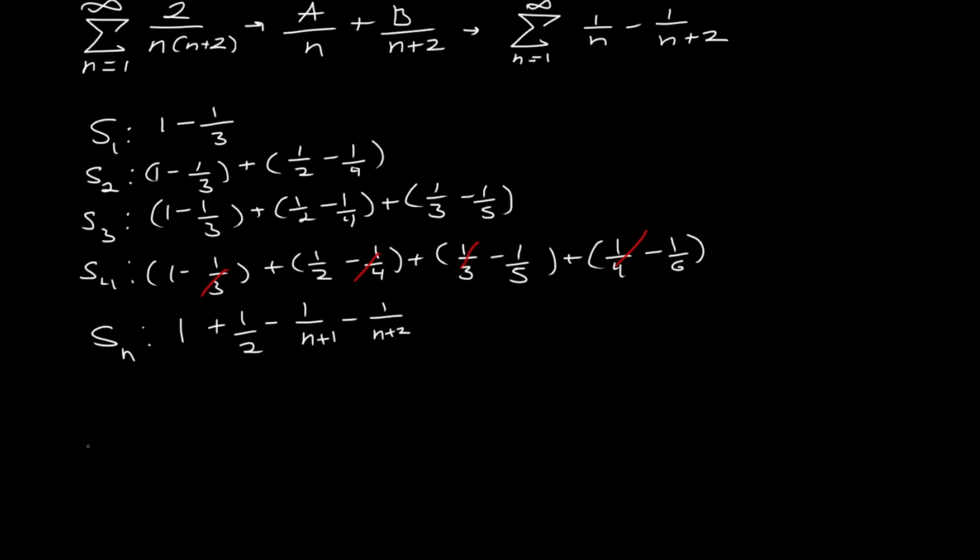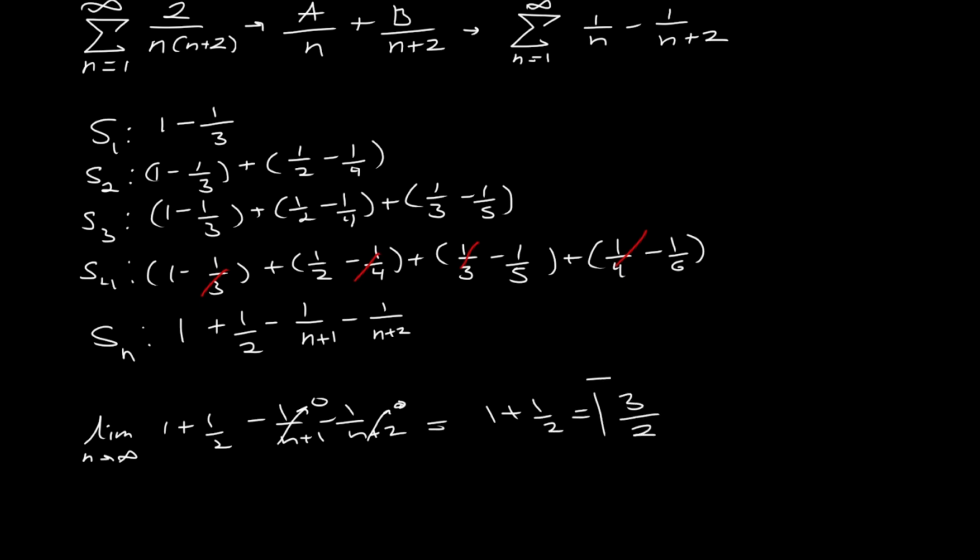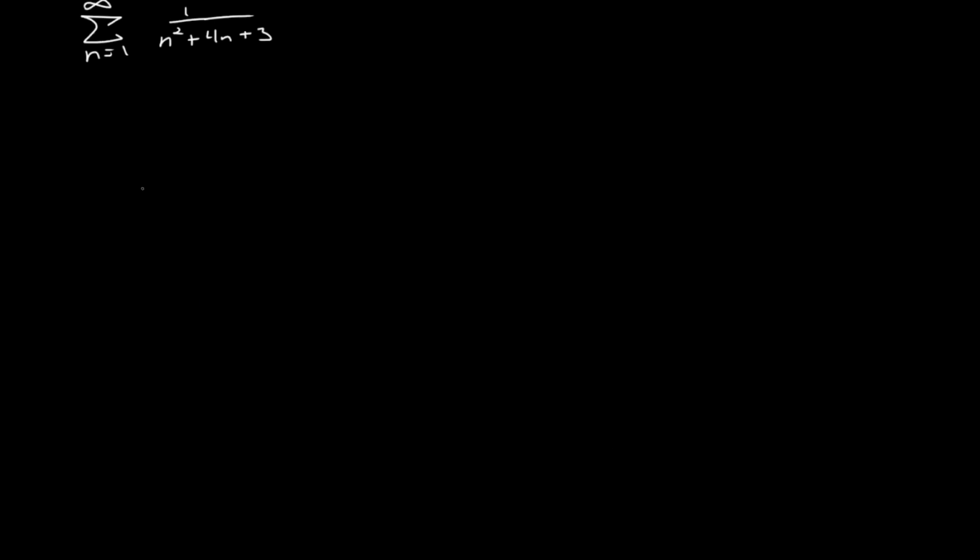So now that we found our general solution, we can now take the limit of our S sub n as n approaches infinity: 1 plus 1/2 minus 1 over n plus 1 minus 1 over n plus 2. We know that these fractions will go to 0. And we are left with 1 plus 1/2, which is also 3/2. Awesome.